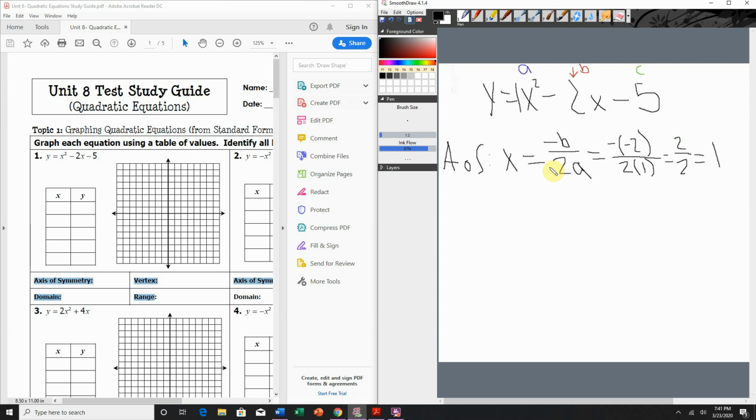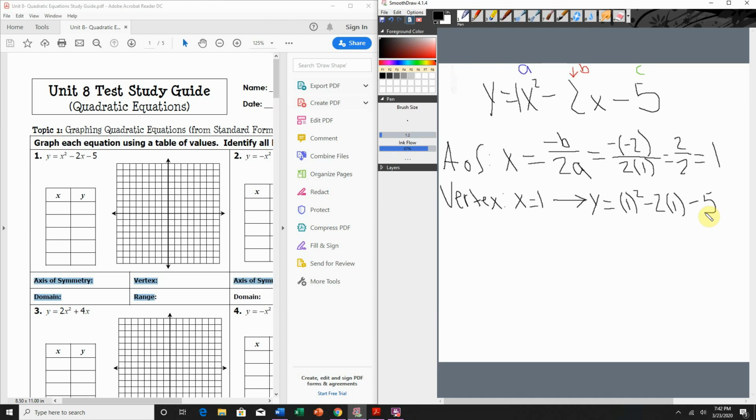Now, if you remember, a vertex is an ordered pair. So now that we have our x value, we're going to take that x value in order to find our vertex. And I hope this is ingrained in your brains. We just take the x value and plug it into our equation to get some sort of y value out. So we said x equals 1, and we're just plugging that in. So we have y equals 1 squared minus 2 times 1 minus 5.